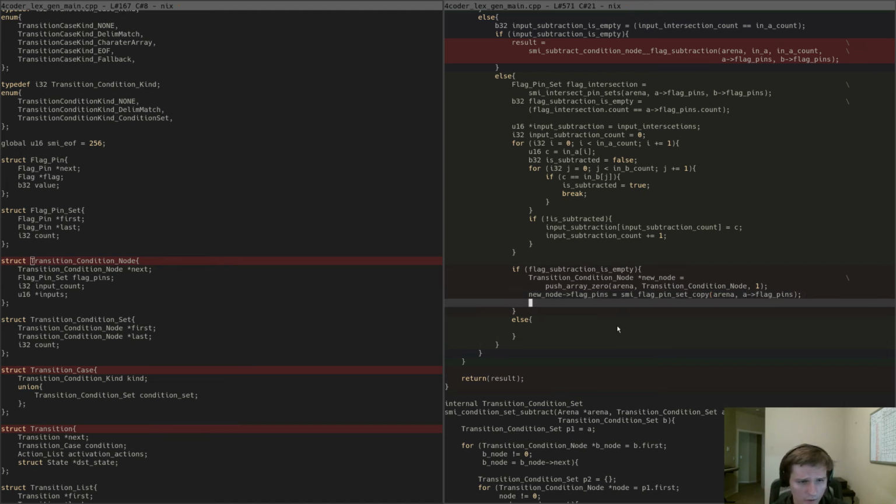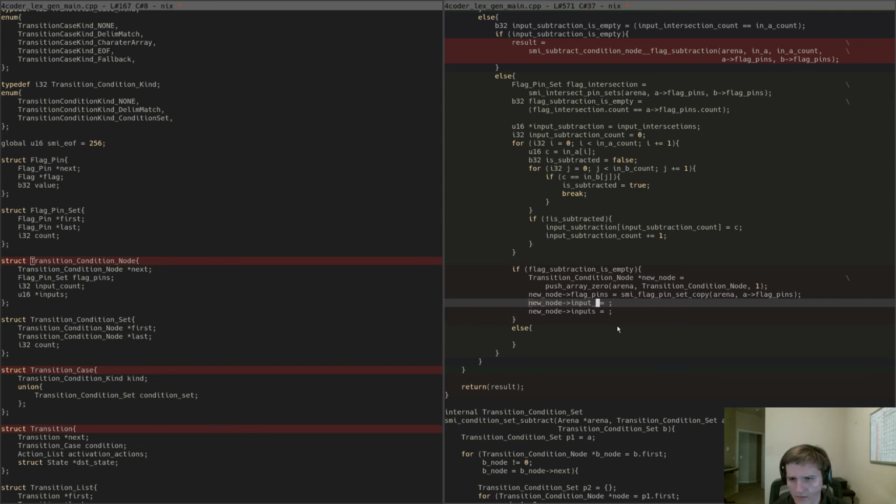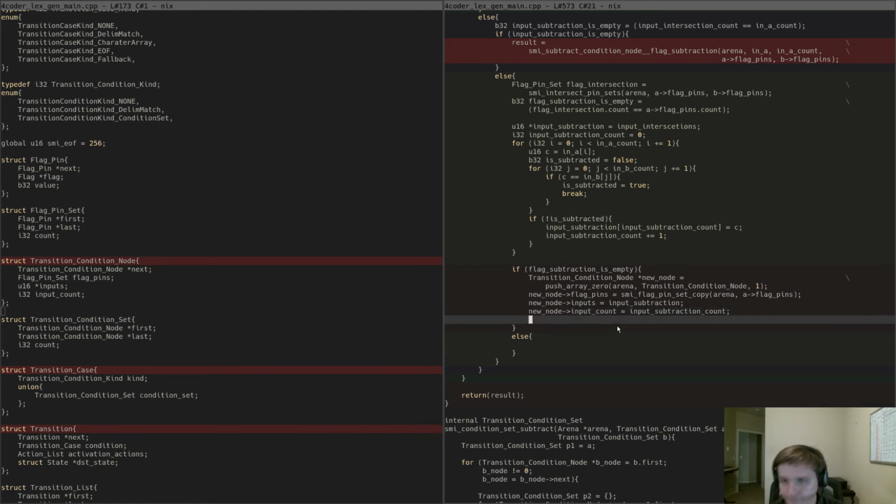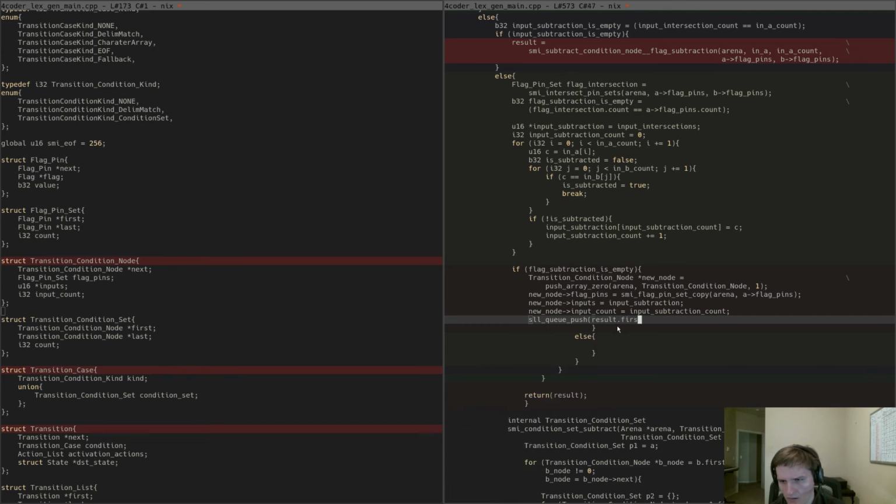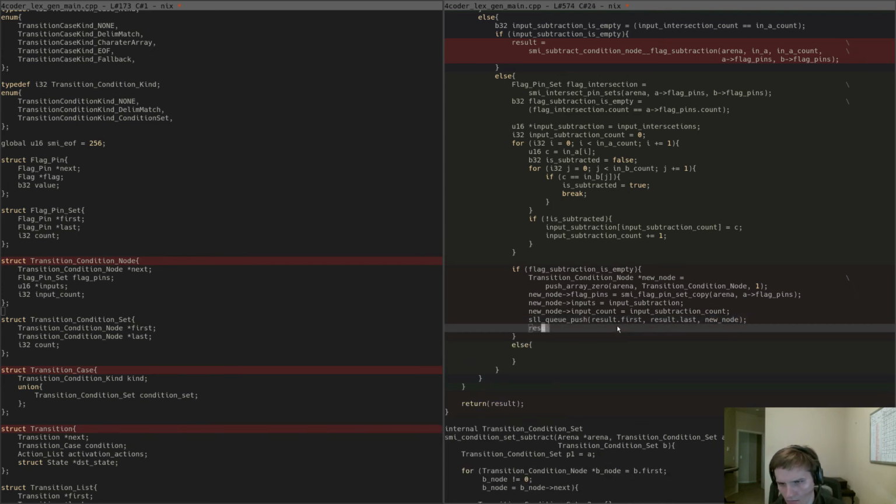And then what else do we want to do on the new node? The new node's inputs and input count can be derived. There's no point in keeping that ordered like that. Can be derived right up here. So we have input subtraction and input subtraction count. We then take the whole thing and we go like that.